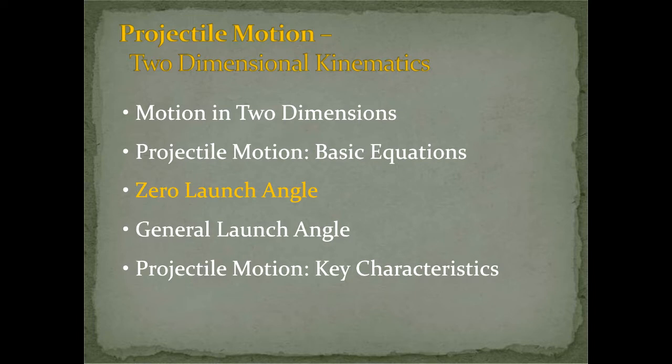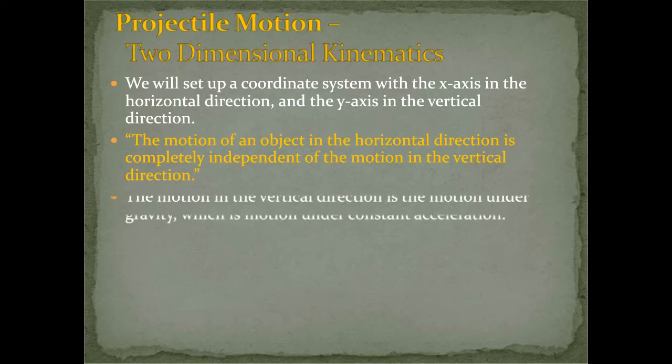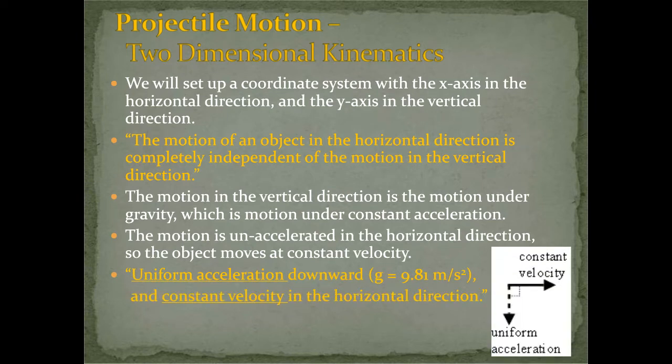So, motion in 2 dimensions. I want to talk about the basic equations. I want to talk about zero launch angle, general launch angle, and some key characteristics of projectile motion. So in two-dimensional kinematics, we will break up the motion into its horizontal and vertical components. So you want to think of it this way. You want to think of it as motion in one direction, usually the horizontal, as motion under constant velocity. And perpendicular to that is motion under uniform or constant acceleration.